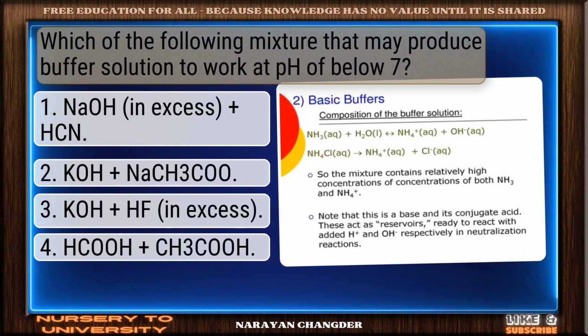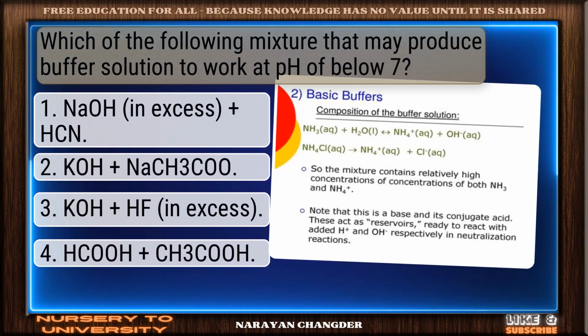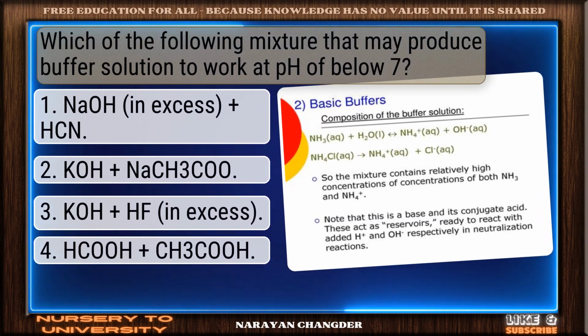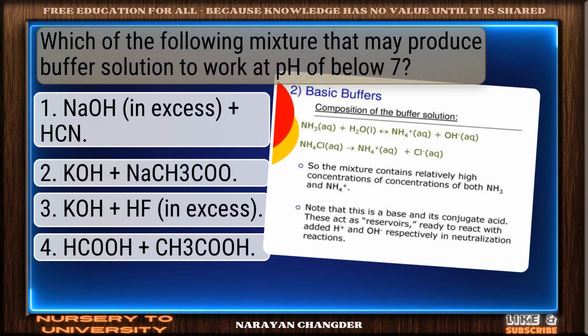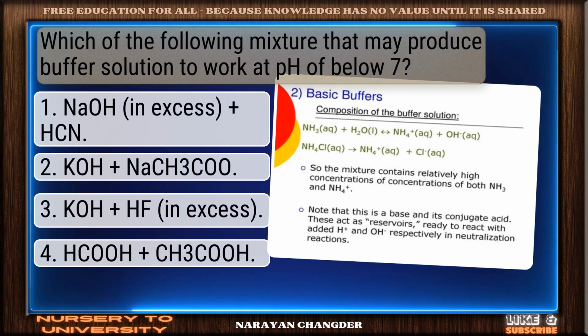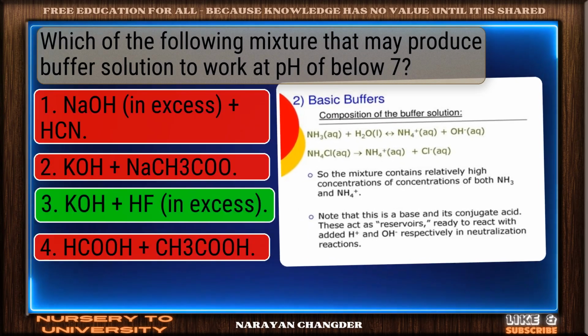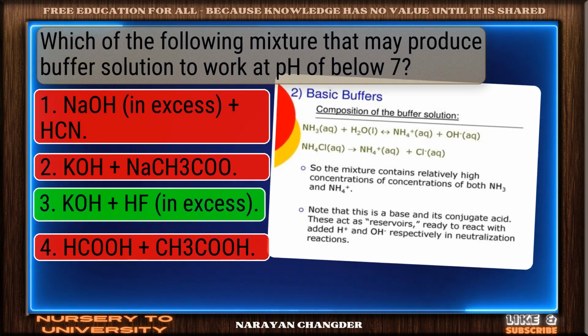Which of the following mixtures may produce a buffer solution to work at a pH below 7? Option 1, NaOH plus HCl. Option 2, HCl plus NaCH3COO. Option 3, HCN plus NaCN. Option 4, HCOOH plus HCOONa. You're on fire.